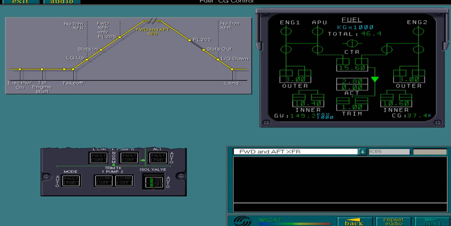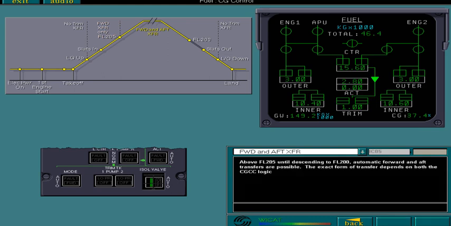Above flight level 205, until descending to flight level 200, automatic forward and aft transfers are possible. The exact form of transfer depends on both the CGCC logic and the automatic feed logic. You may have noticed that it is possible to transfer fuel from the inner tanks to the trim tank in one direction only, aftwards. Forward transfer will always be to the centre tank.